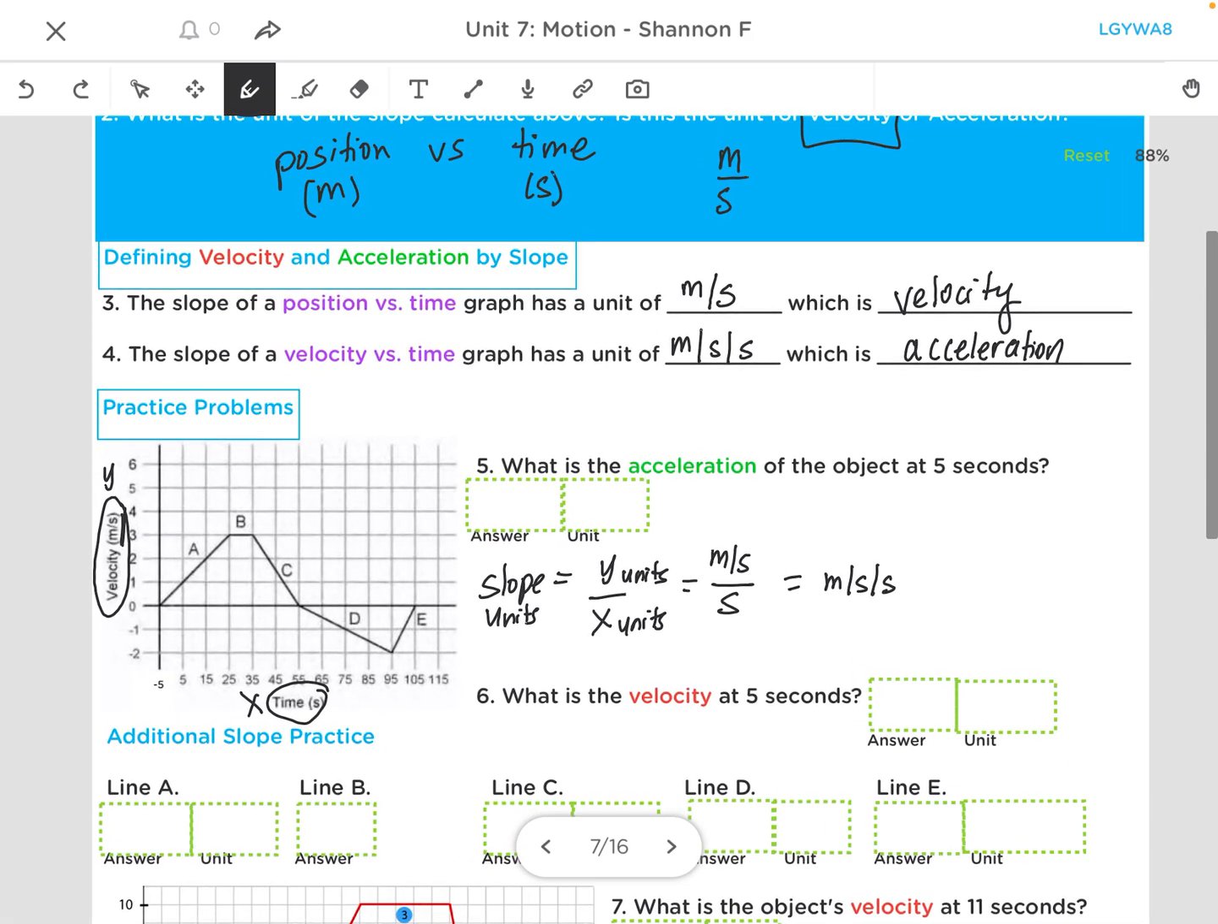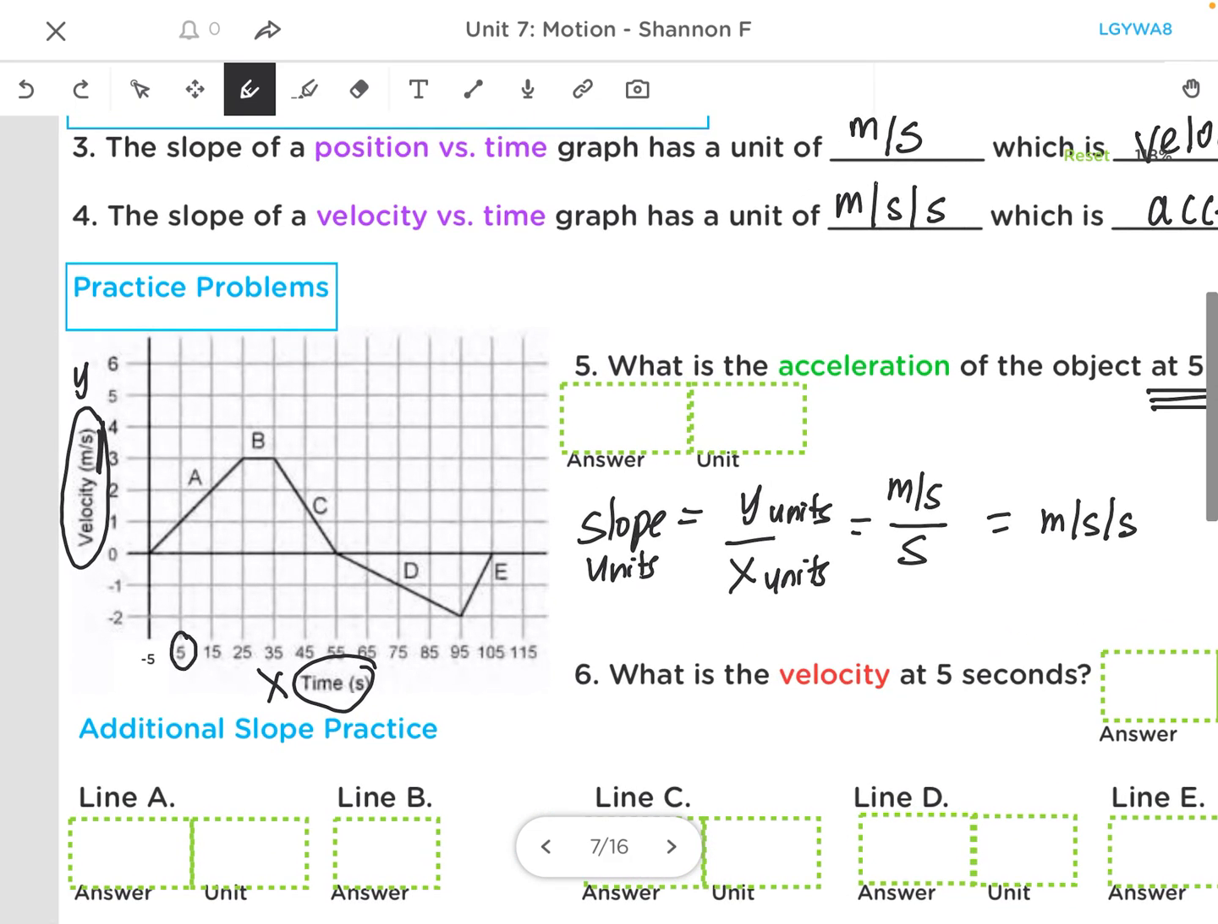So for question number 5 here, when it asks us to solve for the acceleration of the object at 5 seconds, we would look at 5 seconds on the graph. We would go up to 5 seconds, and we would say, I need to find the slope of this graph. I'm going to take that point right there and another point that's on that same line segment A. And what I'm really asking you is to find the slope of line segment A. So when I'm finding that slope, I can pick these 2 points right here. Say this is point 1 and this is point 2. And I could do that exact same process I did before.